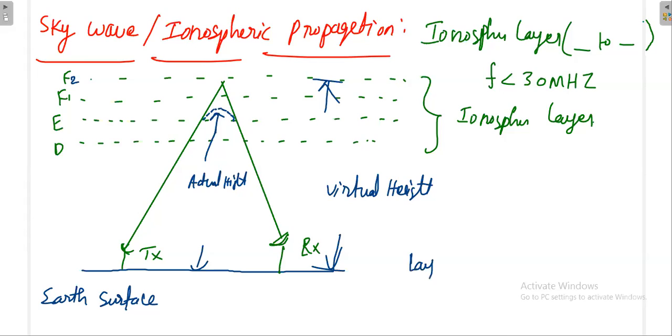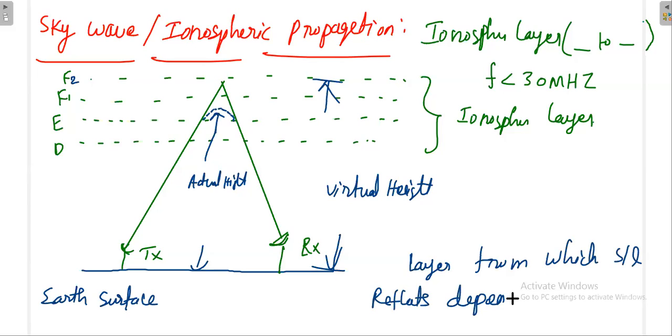The layer from which the signal reflects depends on two parameters: frequency and theta. Theta you can measure, like this. This is the theta measurement, the launching angle.